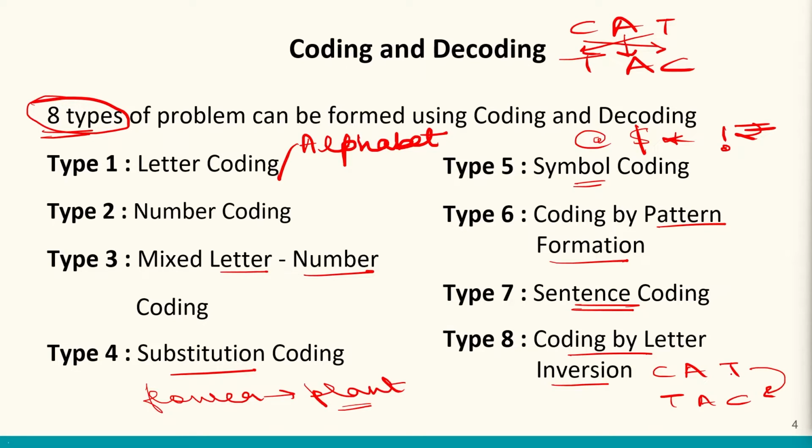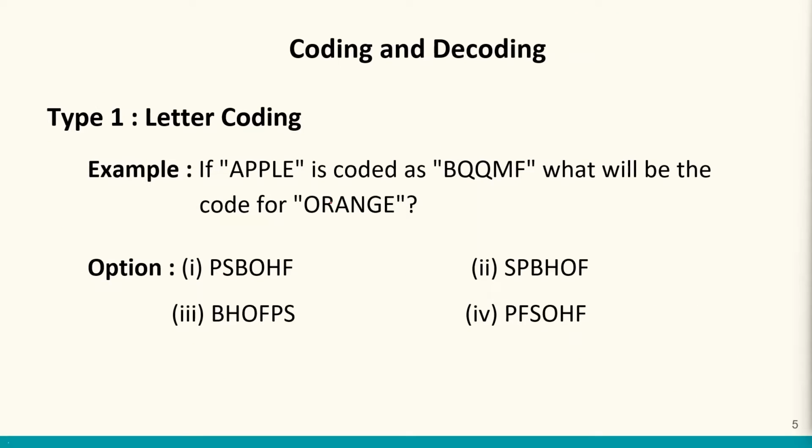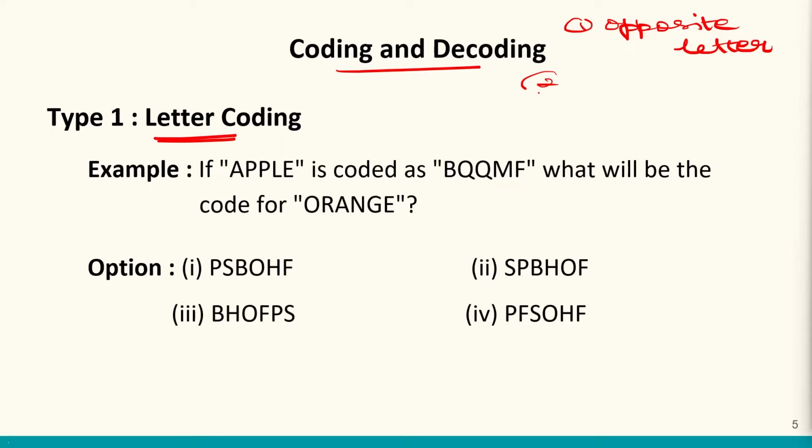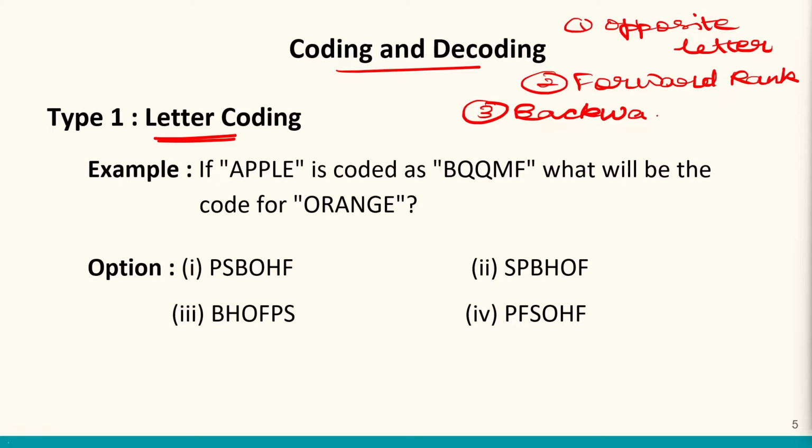This is called coding by letter inversion. Now let us understand all of these types in detail with the help of examples. The first one is letter coding. To understand coding and decoding better, certain concepts that I have already told you in alphanumeric series will be used. First one is opposite letter. The second is forward rank, wherein A is denoted as 1, B is denoted as 2, and so on. Then we had backward rank. In backward rank, A was denoted as 26 and Z was denoted as 1.